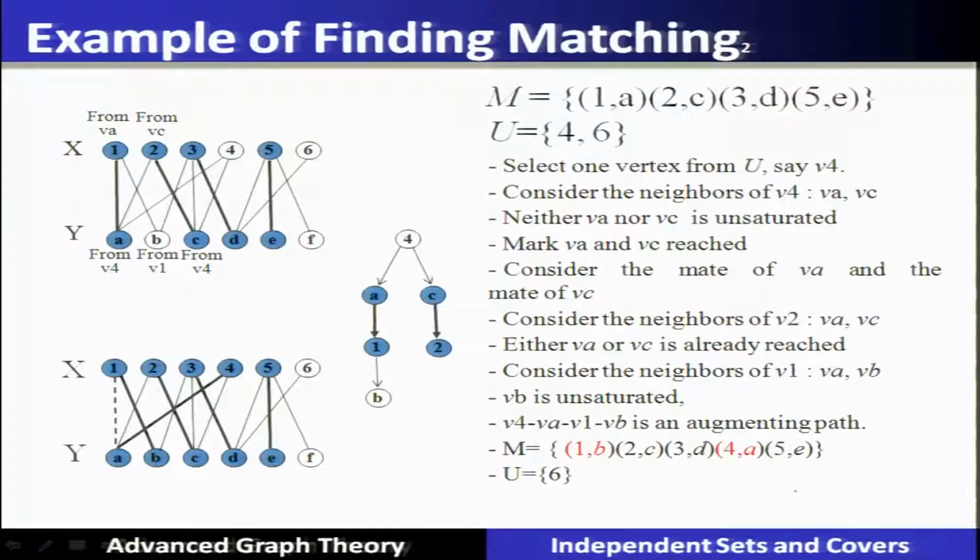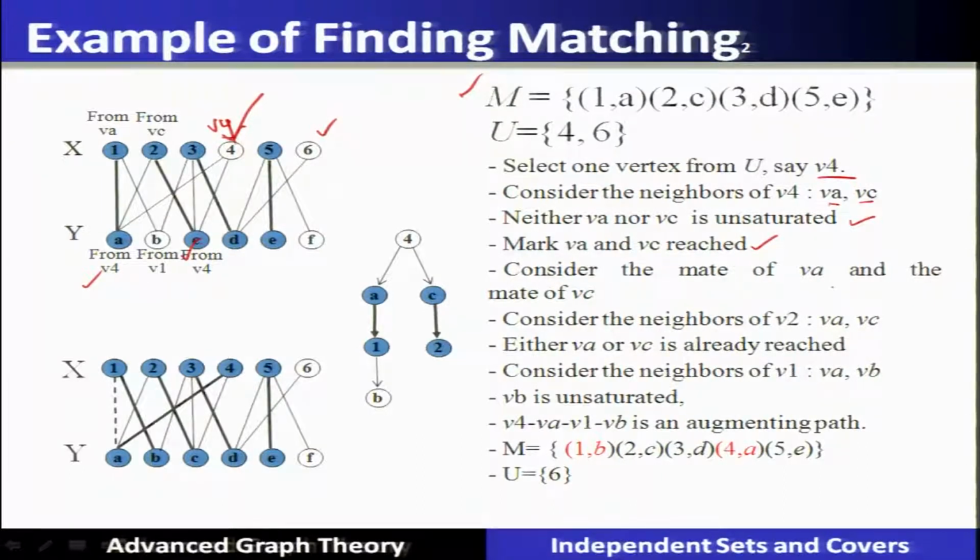Let us see that we reach a stage where the matching has 4 different edges, 1, 2, 3, 4, which are shown in bold, and let us say U has 4 and 6, which are unsaturated. Now, we will select one vertex from U. Let us assume we have selected 4 and we call it V4. Now, if we see the neighbors of 4, there are only 2 neighbors, one is A, the other is C. These A and C are saturated, so neither of them is unsaturated. So, we mark VA and VC as reached.